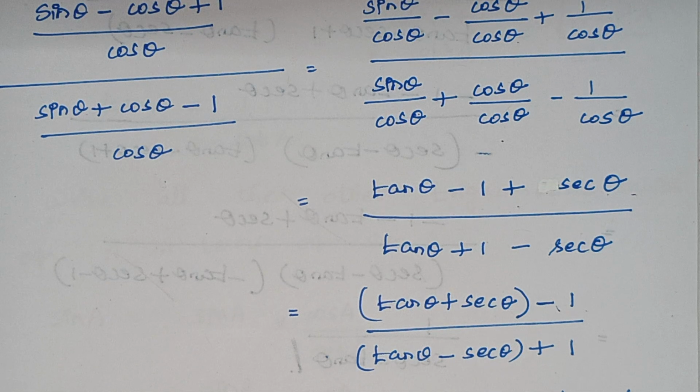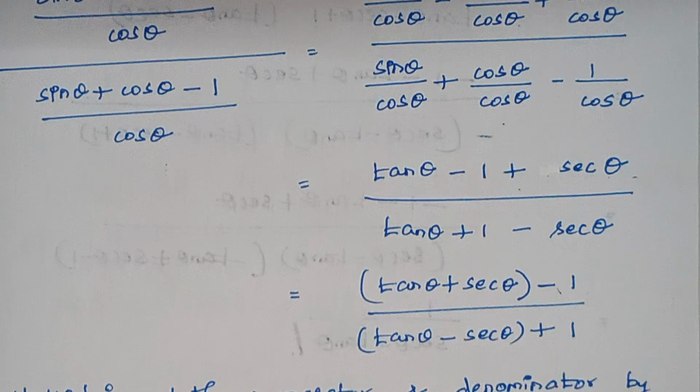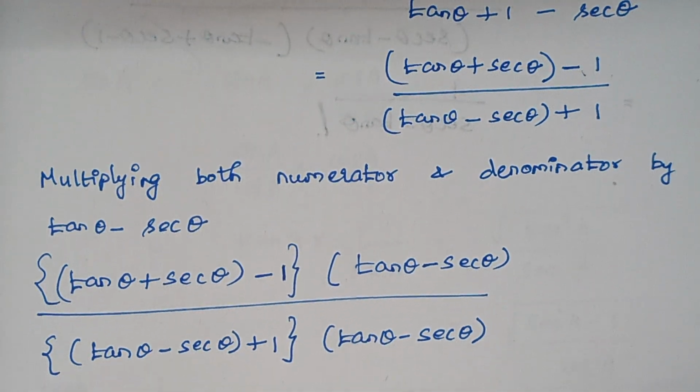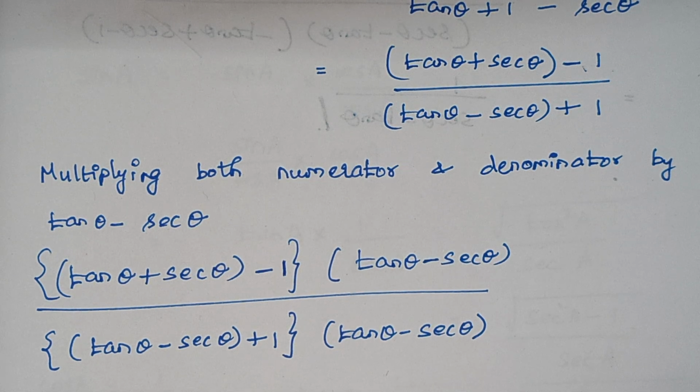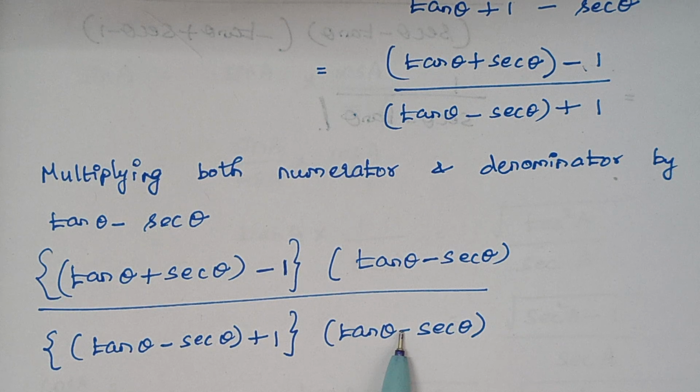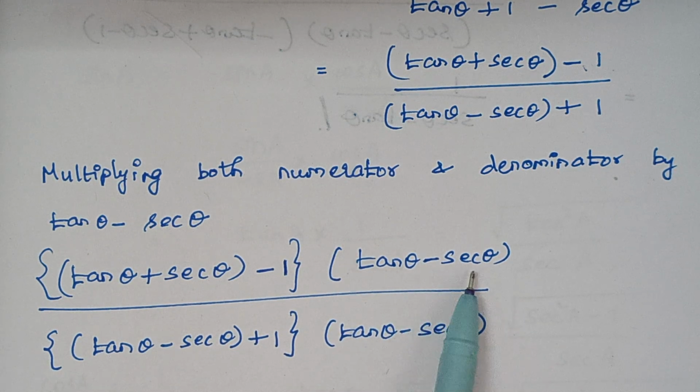After arriving at this step, the next thing is we are going to multiply both the numerator and denominator by tan theta minus secant theta. We are doing all these things just to arrive at the final answer. So here we are multiplying both the numerator and denominator by tan theta minus secant theta.